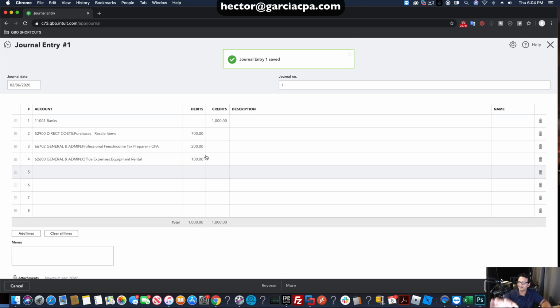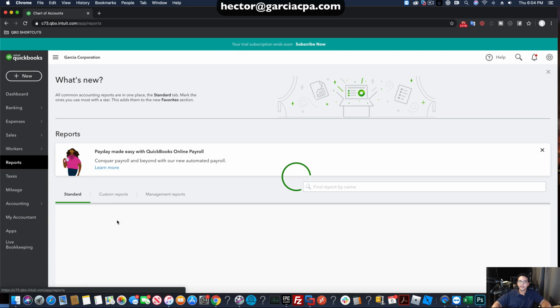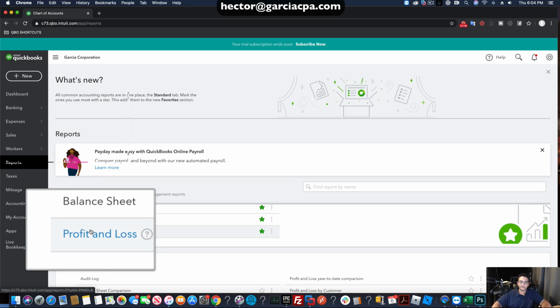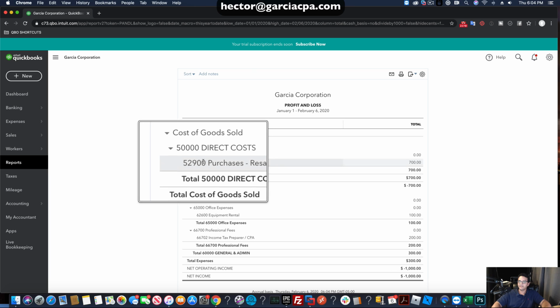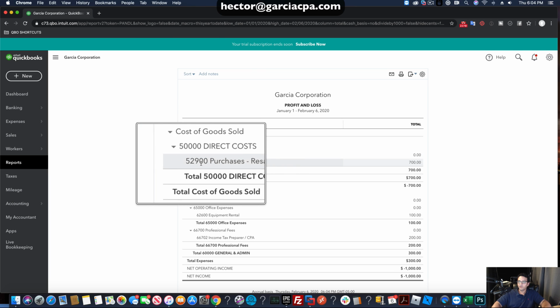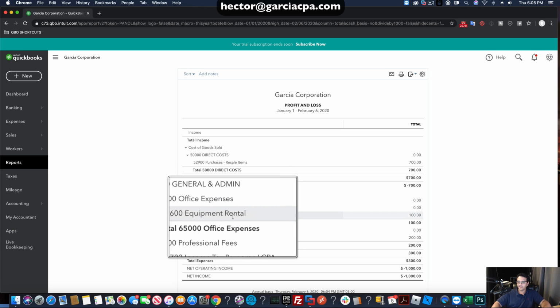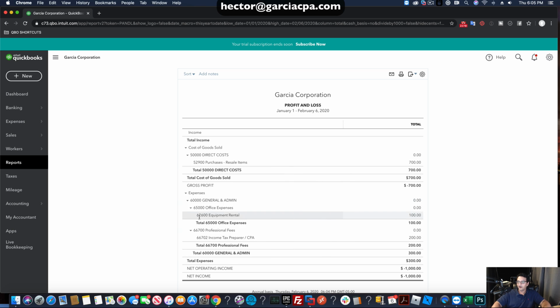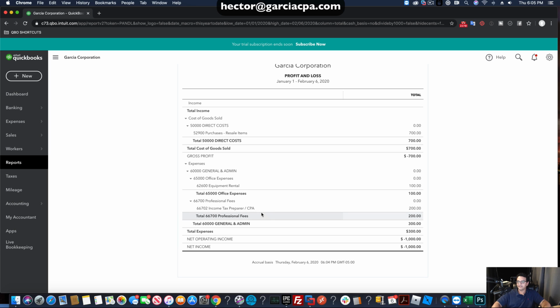Now, journal entries are not the typical thing that we do in QuickBooks Online, but just to illustrate the point, I'm going to now go into my financial statement. So I'll pull up profit and loss, and you should see those three expenses in there. So notice how this is organized. I got my cost of goods sold, the account and the account number. I have my general and administrative office expenses, equipment rental, which is a $60,000 account. Got my professional fees, another $60,000 account.